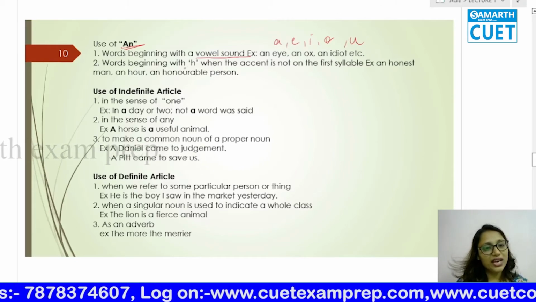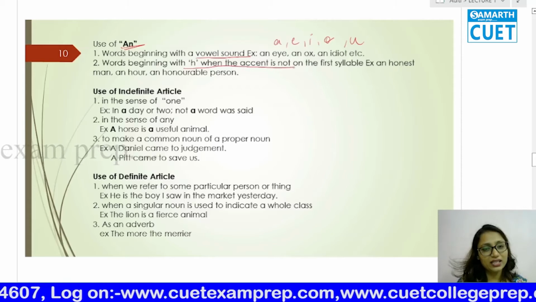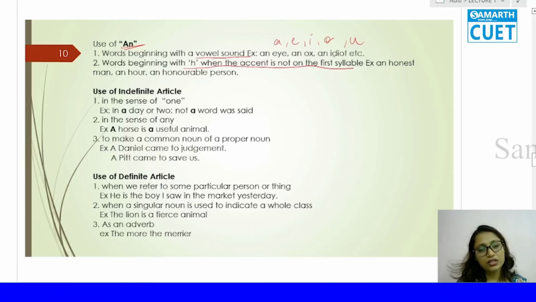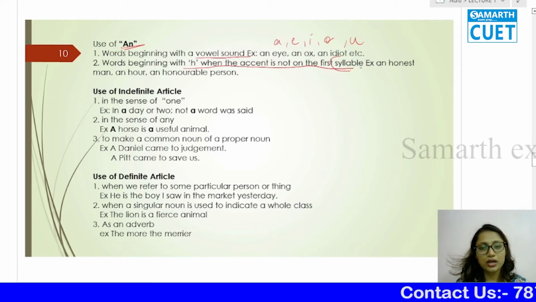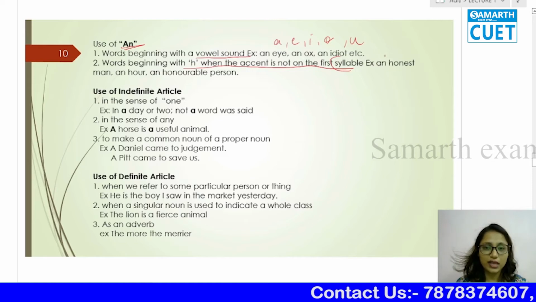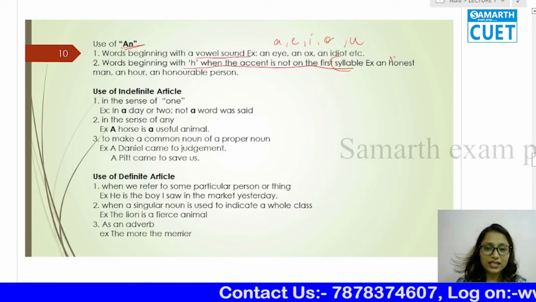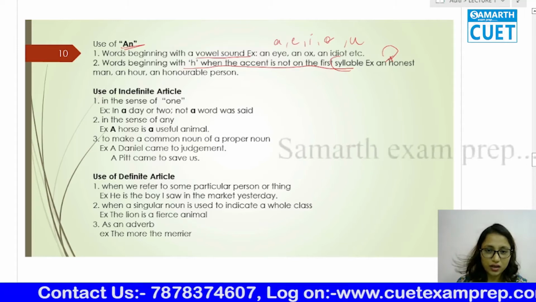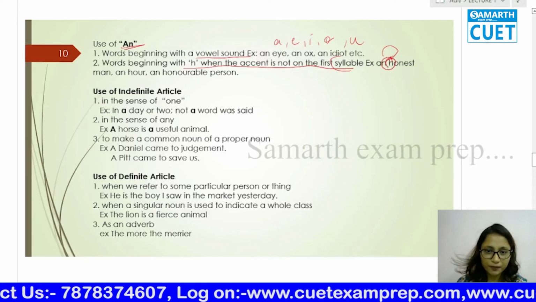Words beginning with H, but when the accent is not on the first syllable, that means an honest man. You don't say a honest man, because H is silent here. The accent is not on the first syllable here.